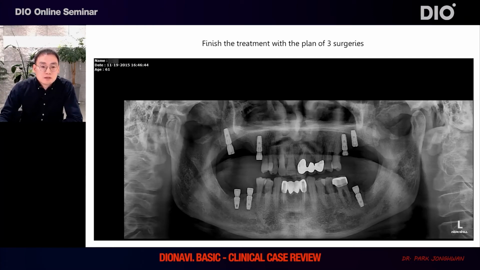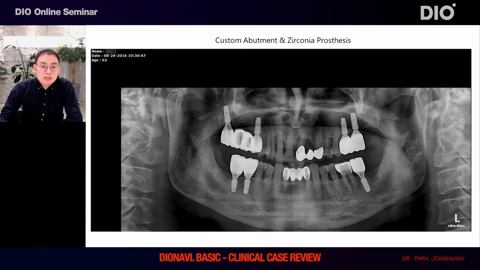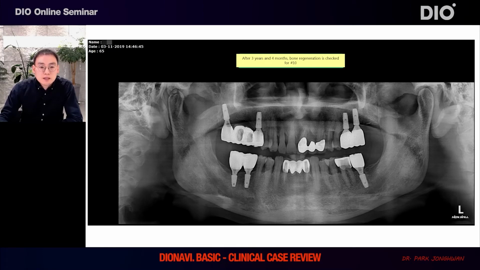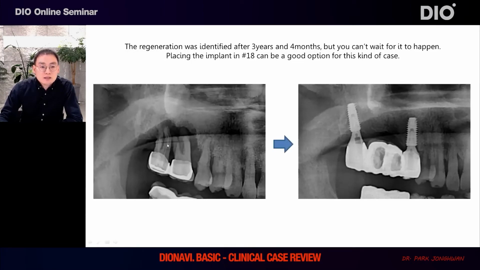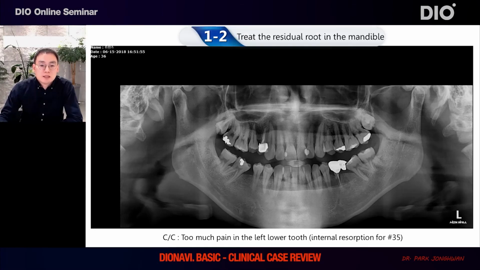I placed it at number 18. So I finished the surgery. I finished setting the prosthesis and made a follow-up appointment after 3 years and 4 months. The patient has had no problem so far. It's been 3 years and 4 months, and the bones regenerated a lot. But realistically, we can't wait for 3 years. So strategically, placing at number 18 can be a very good treatment option.